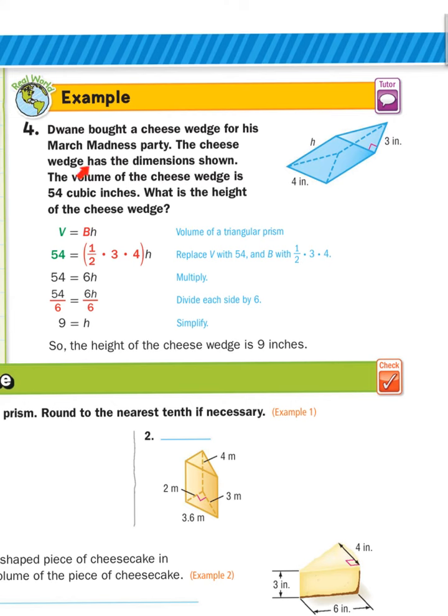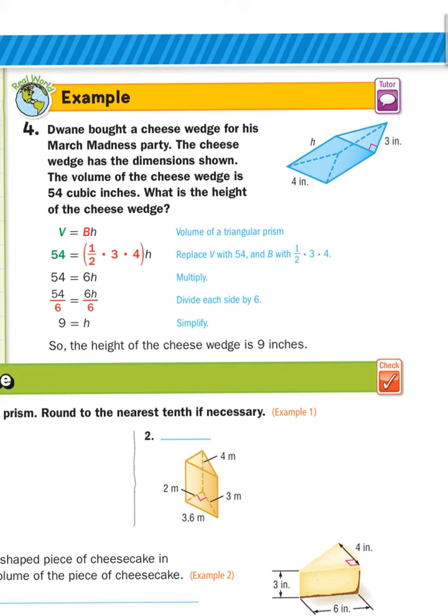Anyway, the cheese wedge has the dimensions shown, and that's a weird looking cheese wedge. The volume of the cheese wedge is 54 cubic inches, so notice they give us V. What is the height of the cheese wedge? So this is a missing dimension problem. So they gave us the volume. Here's the formula. The volume is 54, so that goes in for V. Big B we have to figure out from the picture.